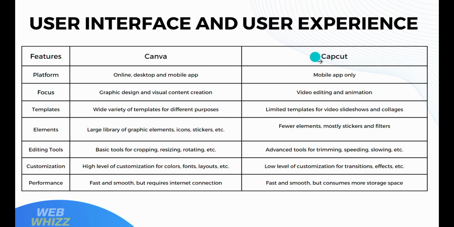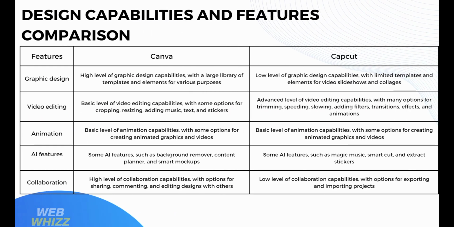Now in terms of performance, Canva is fast and smooth but requires an internet connection, while CapCut is fast and smooth but consumes more storage space. Now moving on to the design capabilities and features comparison.